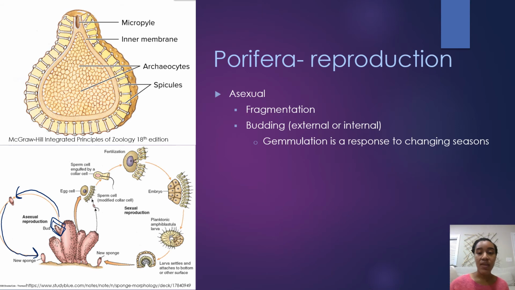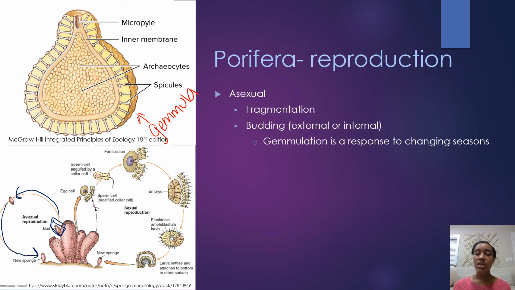And then you can have also gemmulation. So in gemmulation, a gemmule is formed, and this image is what that is. A gemmule is essentially almost like a spore for sponges. And this is common in freshwater sponges that are in temperate areas that experience different seasons.